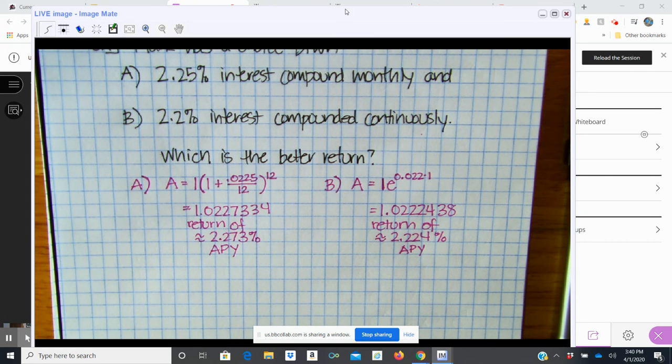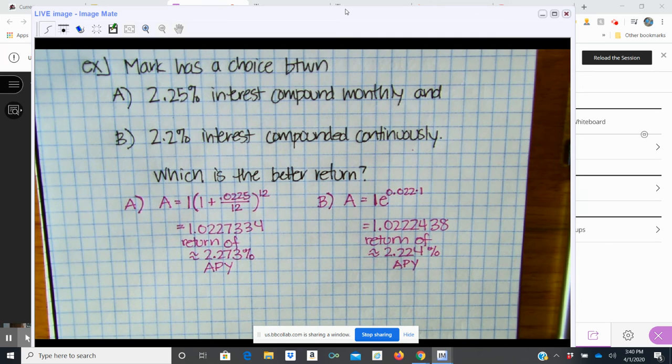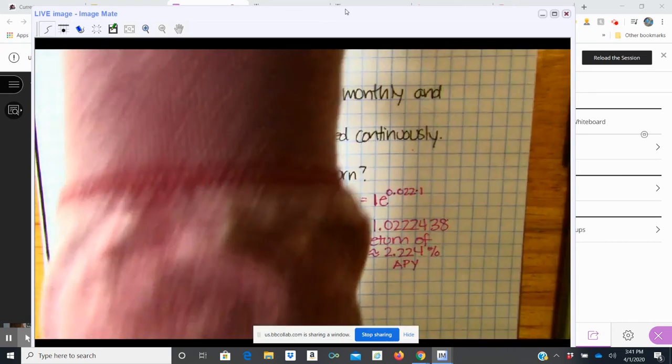So which is the better deal? Yeah. The first one does work out in this particular problem, a 2.227 versus a 2.224. And if it's just $1, that won't make much of a difference. And if it's $100, it won't make much of a difference. But if it's $1 million, it could make a significant difference. The larger your investment is, the bigger difference that will make. Right? Questions on that one?